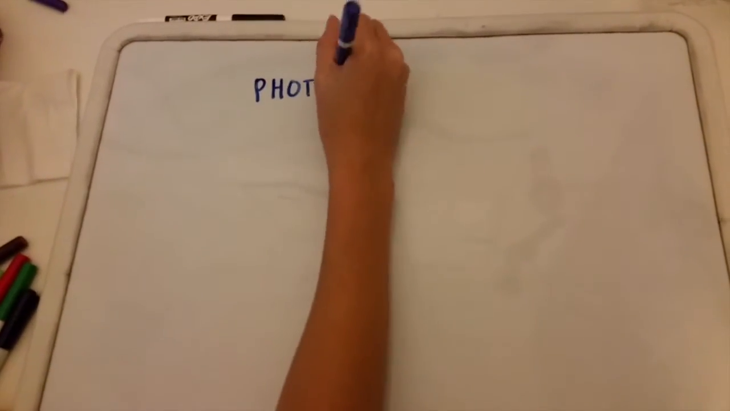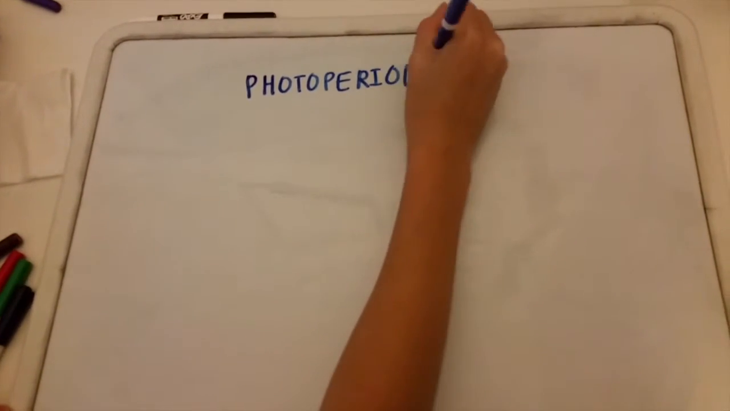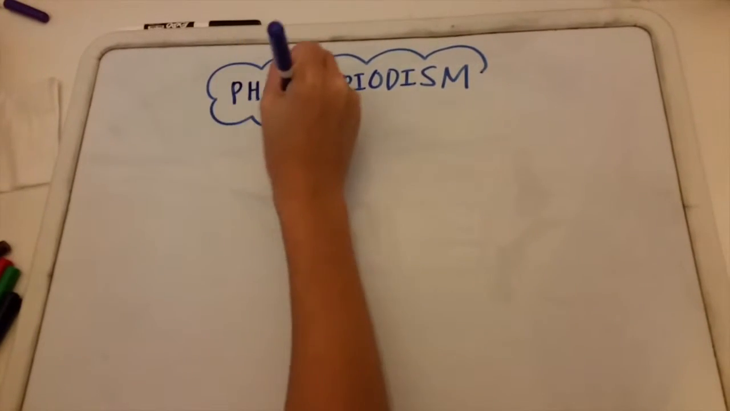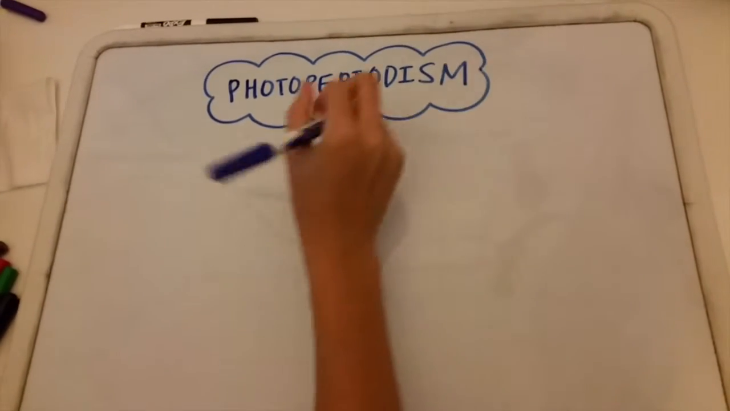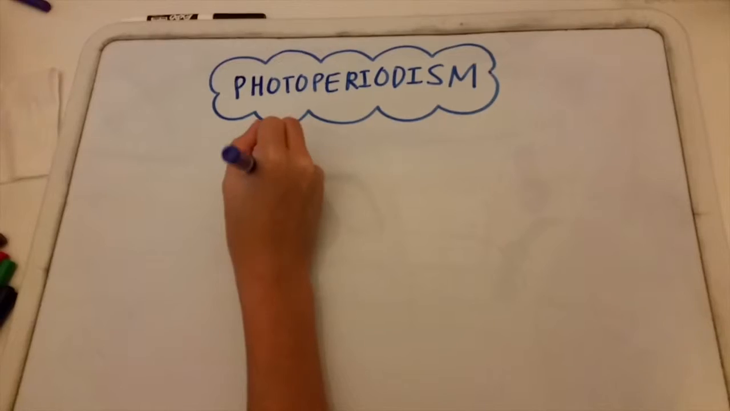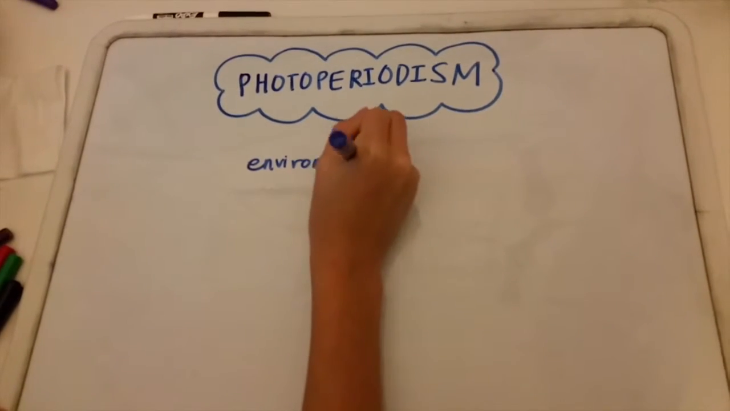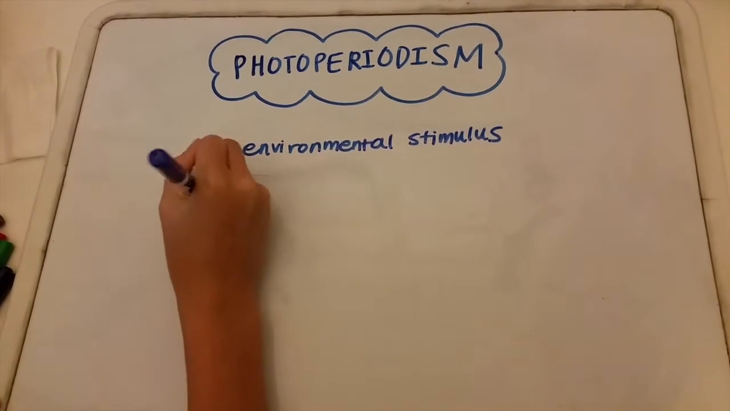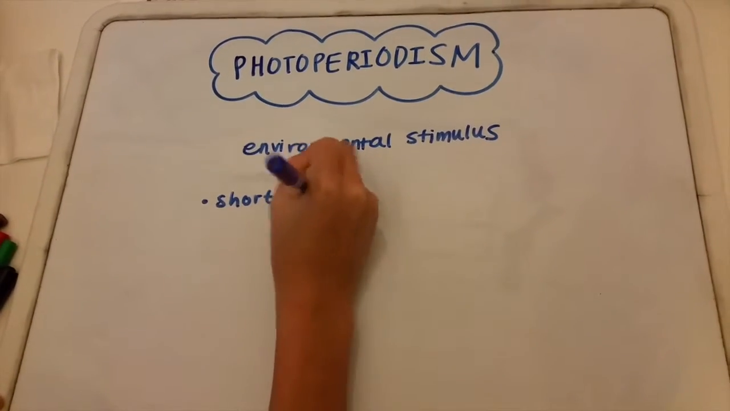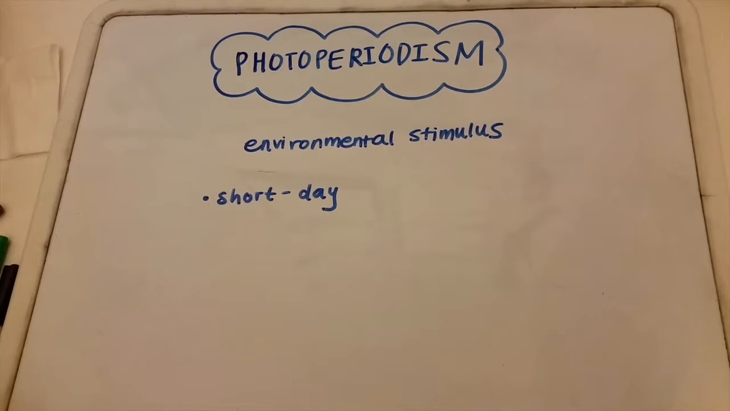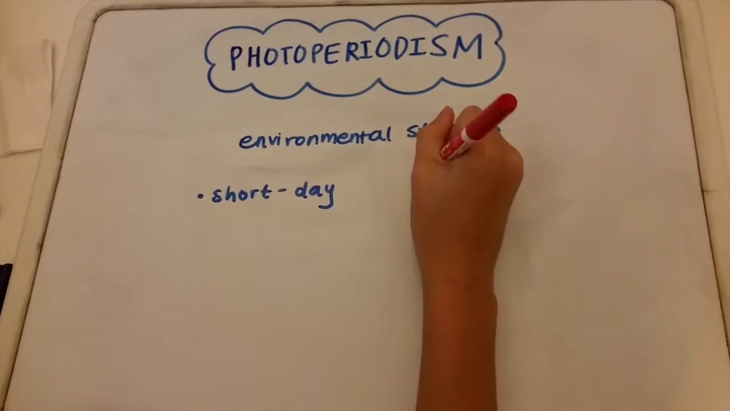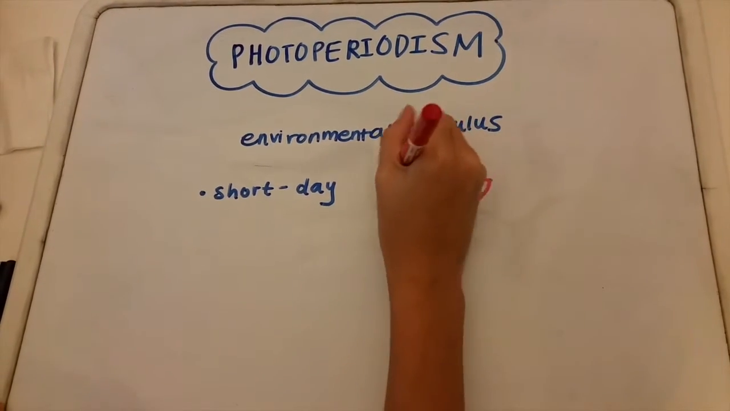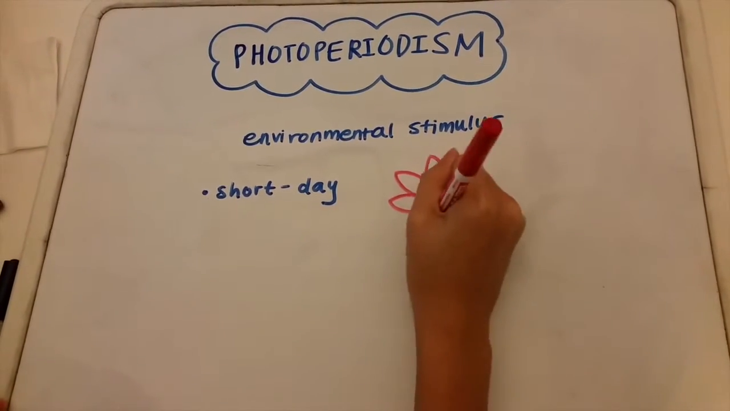Our next topic is photoperiodism. Photoperiodism is a physiological response to photoperiod, the environmental stimulus that plants use to respond to changes of season. Short-day plants require a light period shorter than critical or night length. An example is a poinsettia.